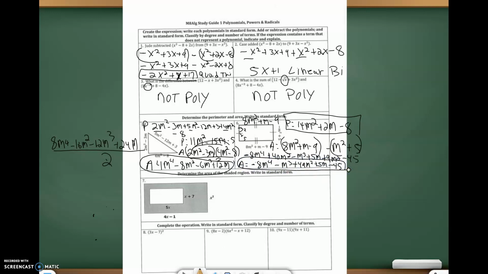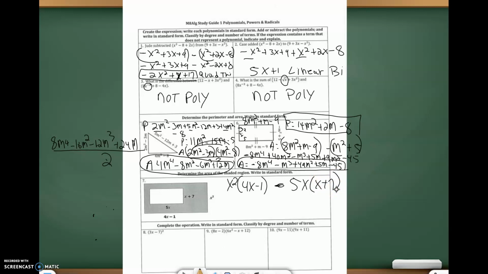All right, next one, little tricky. So I got to find the shaded area, which means I am going to take the area of the shaded one, and I'm going to subtract it from the one in white. All right, so that would be x squared times 4x minus 1, right? Minus 5x times x plus 7. Alright, so let's see what we get there.